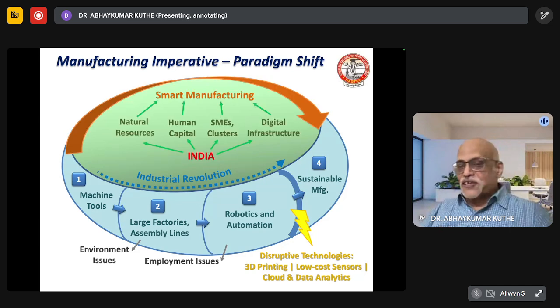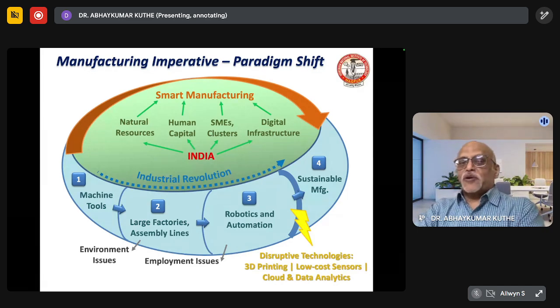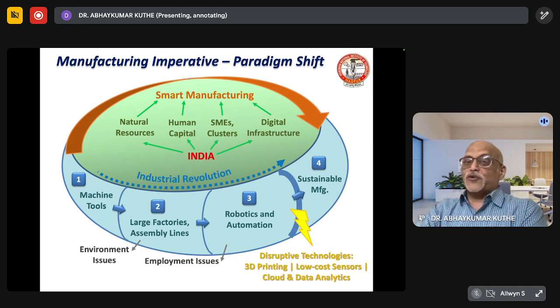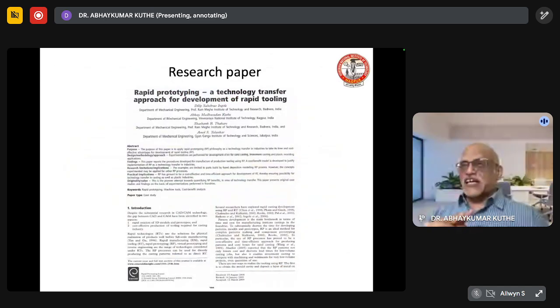Now, when you actually enter into this 4.0, there is an interesting point we call smart manufacturing. What is smart manufacturing? It is about natural resources to be properly used, human capital to be properly used, SMEs clusters, digital infrastructures. All these things are getting attached to smart manufacturing. And in India, we are required to look at it from this particular aspect. Okay, so let me quickly tell you how exactly we have entered into this particular smart manufacturing aspect.